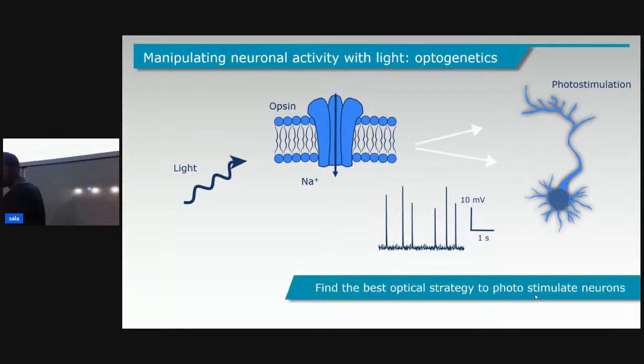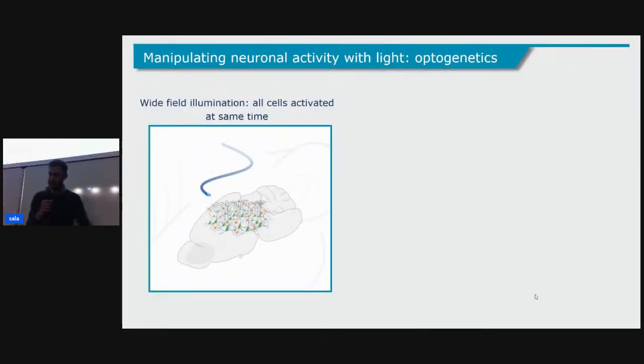Now, back to physics, the question is, what is the best way that we can optically photostimulate neurons? This process of inducing activity with light is called photostimulation. So what's the best optical strategy to do that? Now, the simplest way is just to shine light everywhere. So you basically express these opsins in the brain, and then you use wide field excitation, blue light typically, and you can see that you basically can activate all the neurons at the same time.